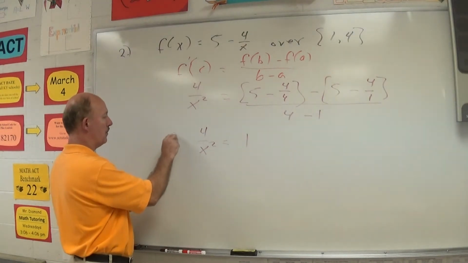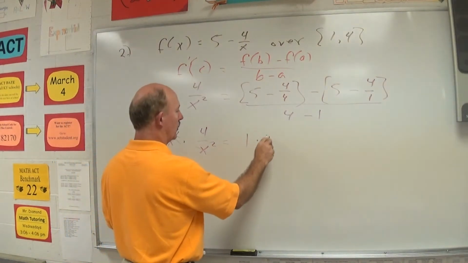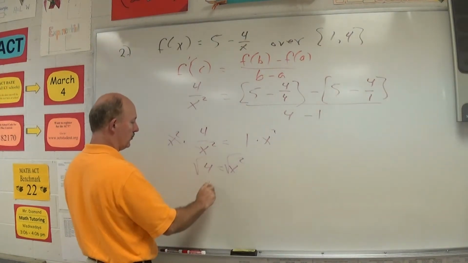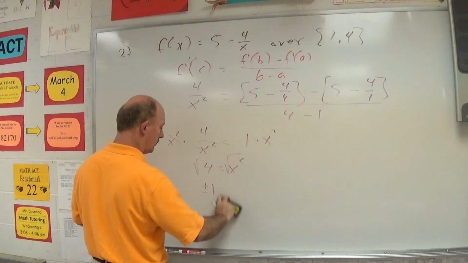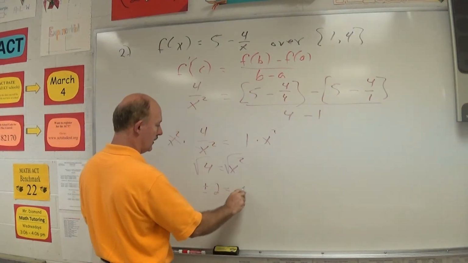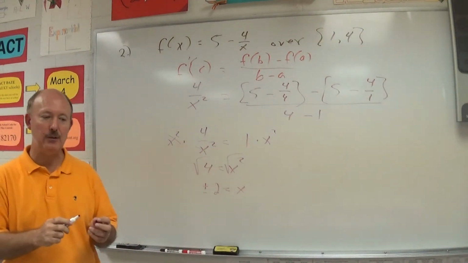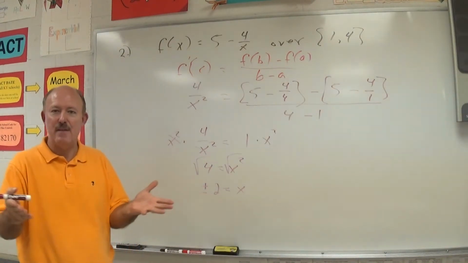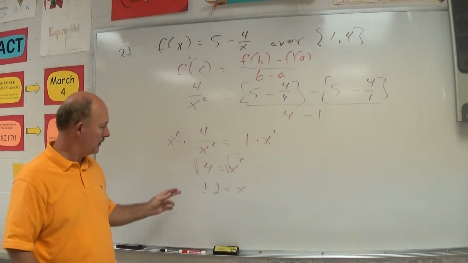I'm going to start off by multiplying x squared to both sides. That gives us 4 equals x squared. You take the square root of both sides, it'll be plus or minus 2 equals x. So we have 2 x values. Now all we have to do is find the x value, right? We're just looking for the c value. What would be the c value? Now, you have plus or minus 2.